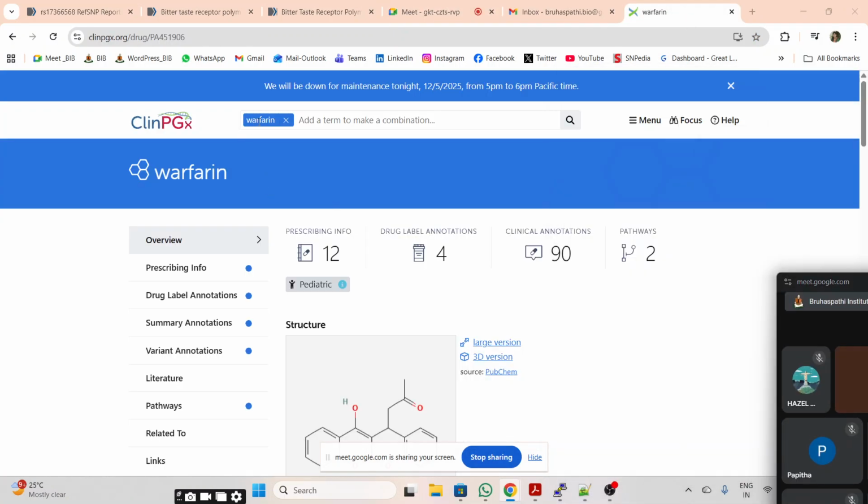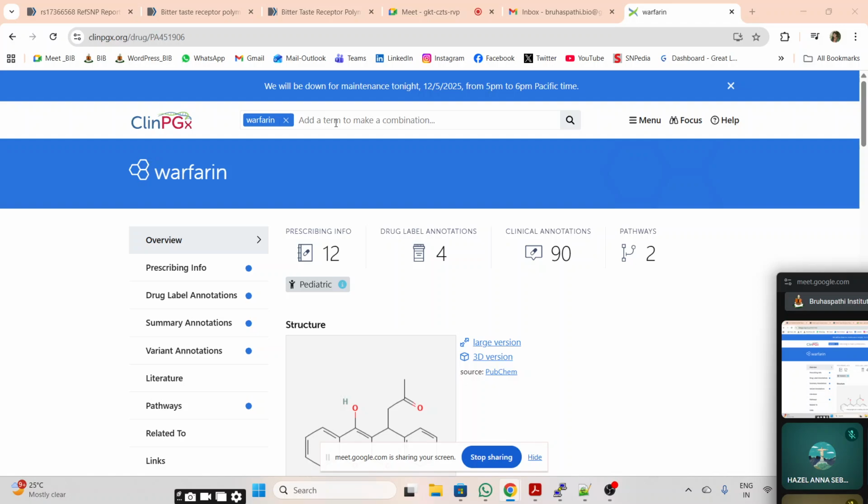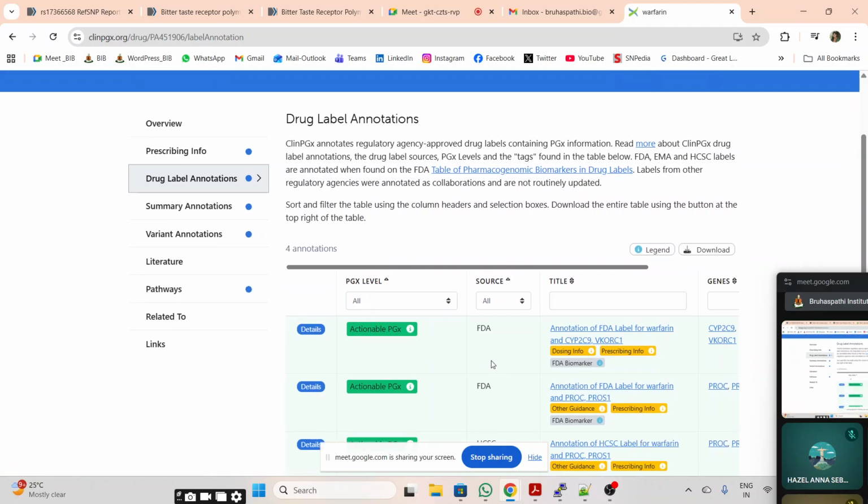Okay, so here we can query with the RSID, we can query with the gene name, and we can query with the drug name. Currently I have searched with warfarin. When I search with warfarin, here we have some information. And what are the drug label annotations? It means whether this drug has any genetic variants which are approved by FDA.